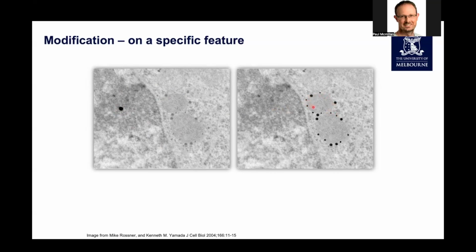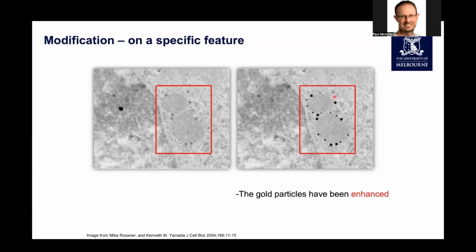I should have said with the immunogold, you can have them in different sizes, so you can do multiple labeling experiments. In this case, they must think that these are their gold particles, labeling the structure that they're interested in, because they've gone in and modified the intensity of those objects. So in this case, again, this is unethical. They're going in and making specific changes to specific parts of the image.